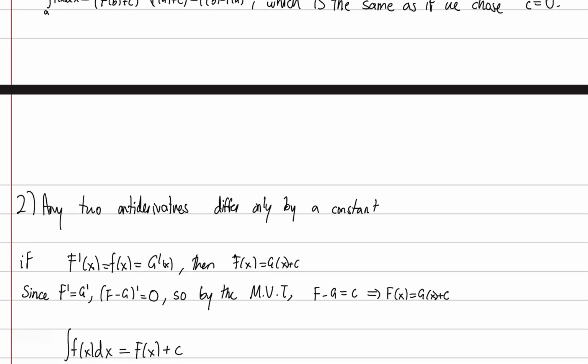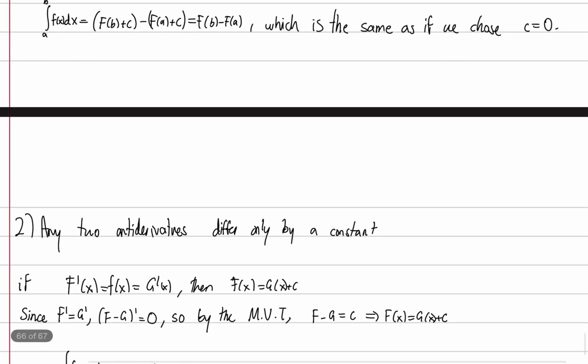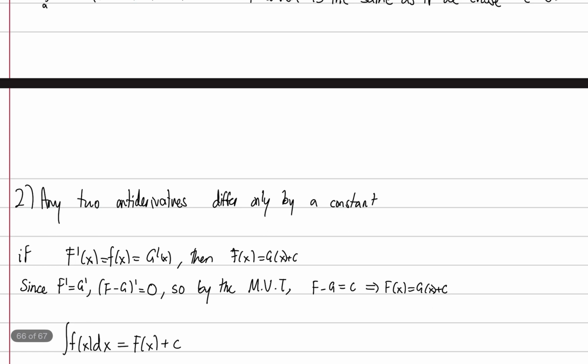Another thing we can hopefully notice is that any two antiderivatives differ only by a constant. So this entire time we've been talking about antiderivatives and we've kind of been assuming that, oh yeah, well, we can just add C and our problem's done. Any two antiderivatives will always differ by a constant.